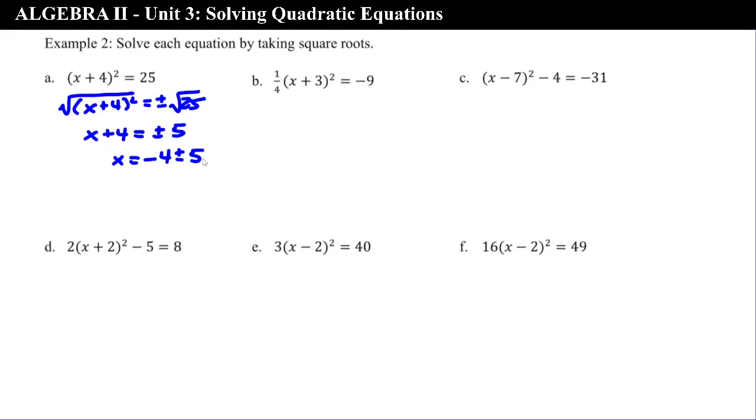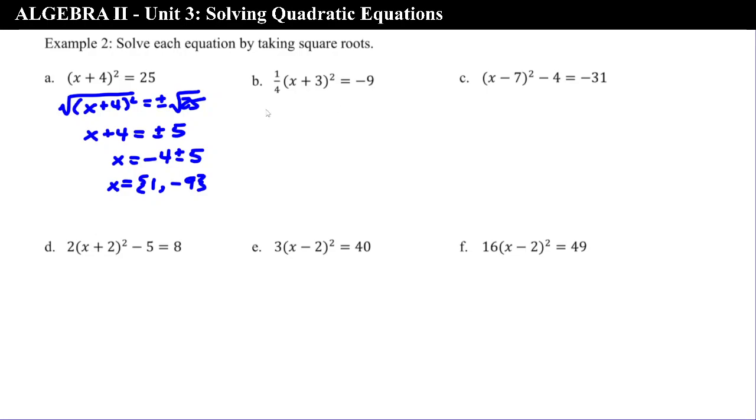Now, that's all well and good, but we can do better than this because these are just numbers. You've got negative 4 plus 5, negative 4 minus 5. So here, let's just go ahead and write our solution set. We can just say what the values are. Negative 4 plus 5 is 1. And negative 4 minus 5 is negative 9. So our two solutions are 1 and negative 9.